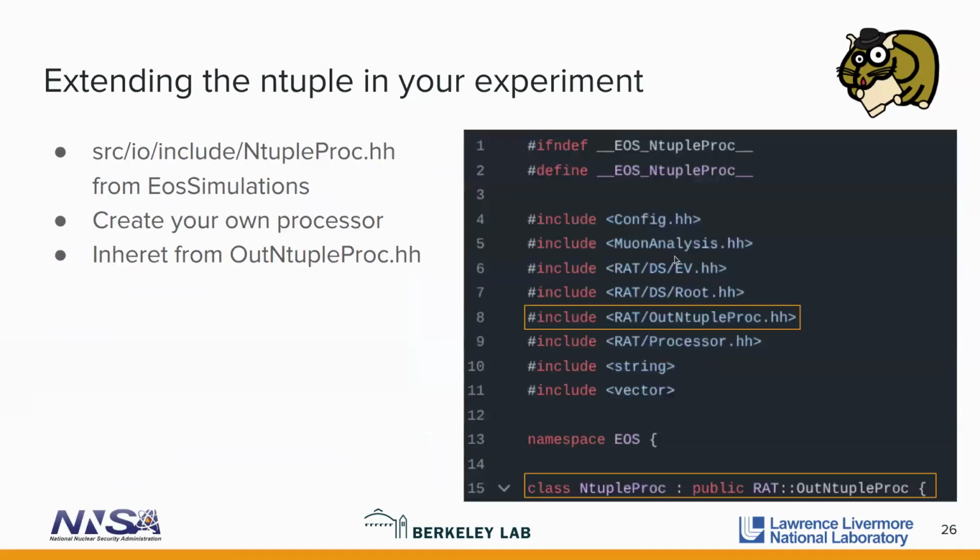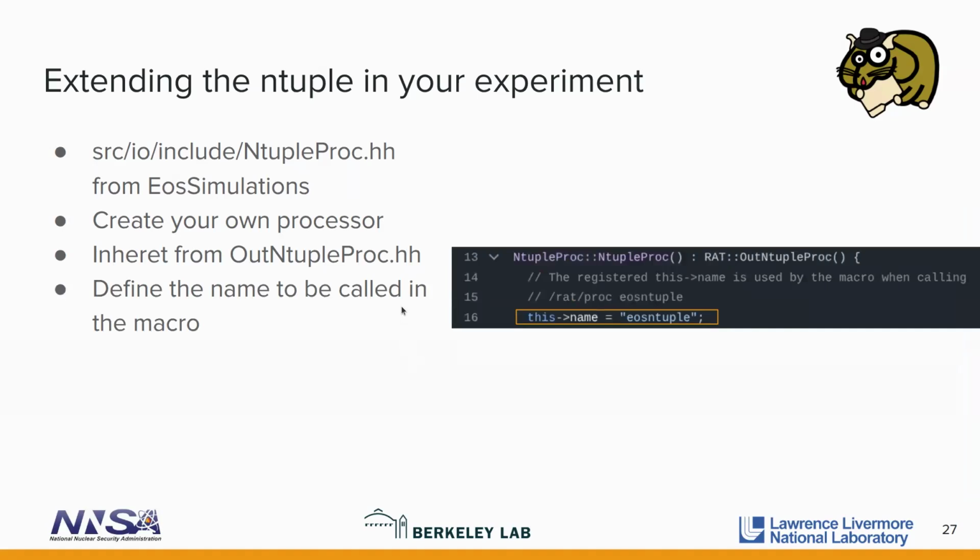If you're going to create your own n-tuple processor, here is the example from EOS n-tuple proc in EOS simulations. You create your own processor where you inherit from the out n-tuple processor. You define the name for your processor. In our case, we defined it as EOS n-tuple, and that's what you use to call this specific n-tuple output instead of the default RATPAC output in your macro.